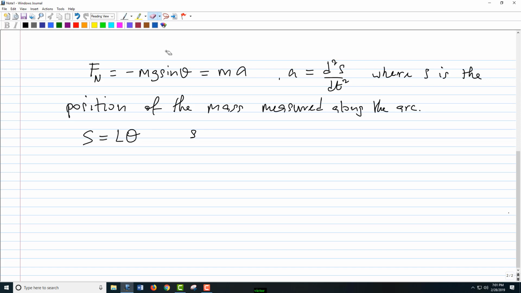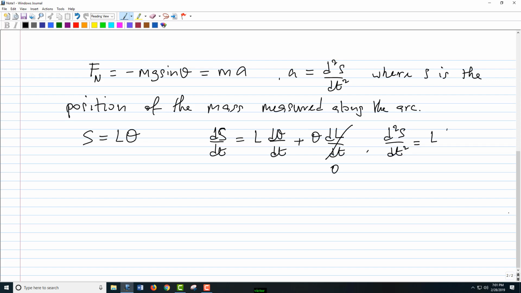So we can take the derivative of s the first time. So we have ds dt, that's equal to L d theta dt plus theta dL dt. But note that since the length does not change, dL dt is equal to 0. So our first derivative is just L d theta dt. The second derivative, d squared s dt squared, we shall just write as L d squared theta dt squared.